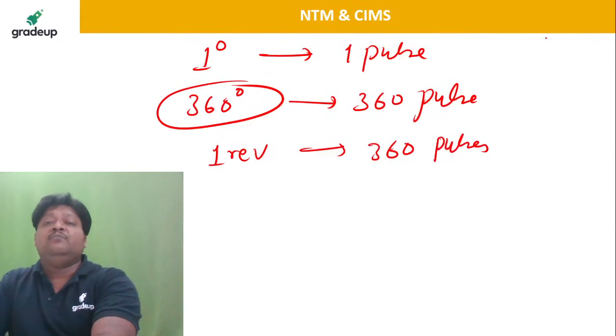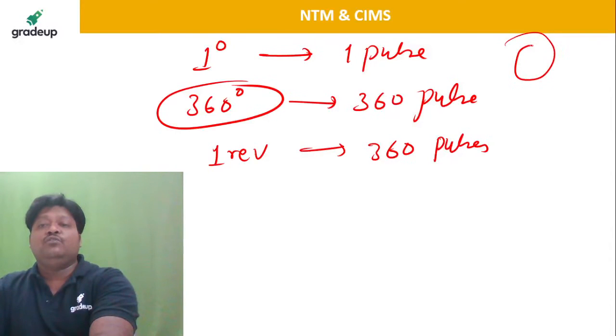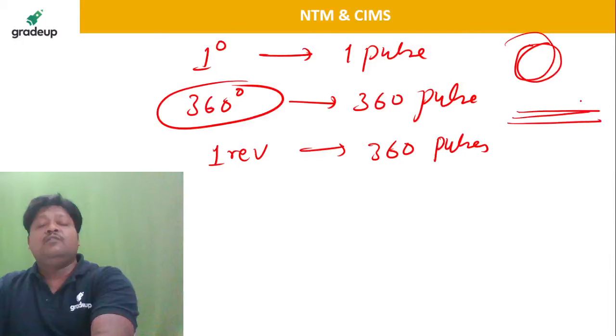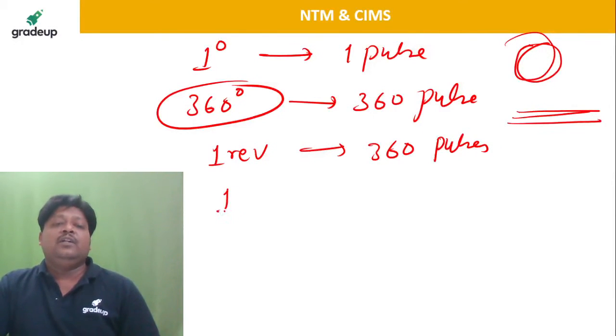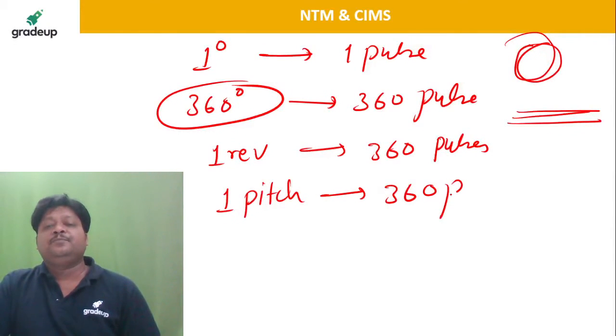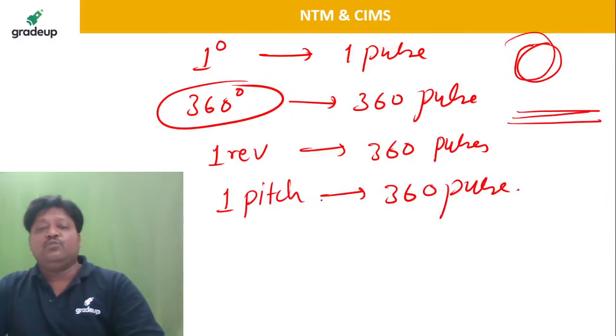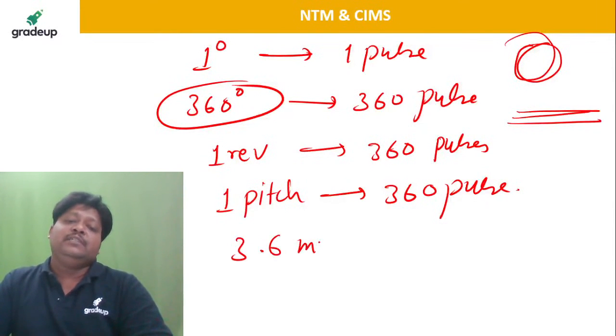But you know, when the motor rotates by 1 revolution, the lead screw will have 1 rotation, which gives a linear displacement equal to 1 pitch. So 1 revolution is equal to 1 pitch, and it comes with the 360 pulses, isn't it? So what is the pitch of the lead screw given here? 3.6 millimeter is the pitch of the lead screw.